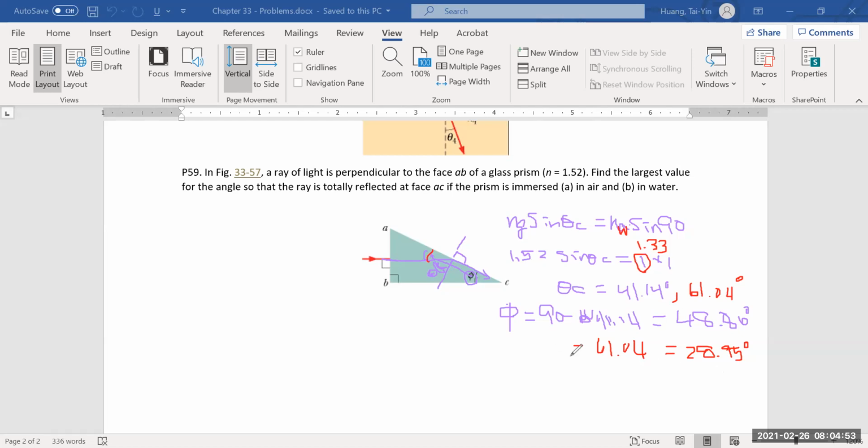Okay, so that's basically how we demonstrate how to apply Snell's law in various scenarios. Okay.